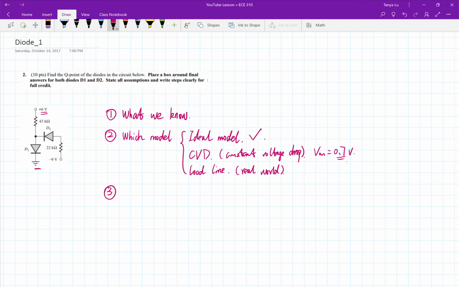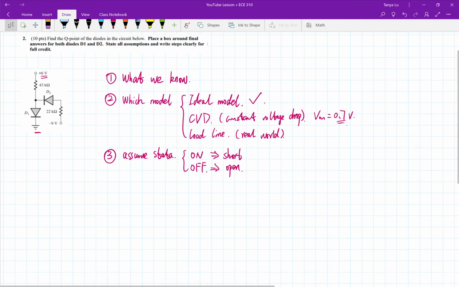And the third step is we need to assume state. For diodes, there are two states, on or off. When they're on, we consider them as short. When they're off, we consider them as open. So here we go. Let's find the case one.